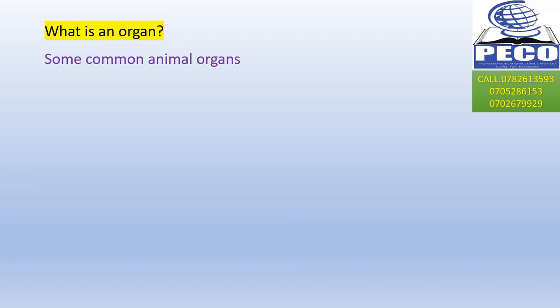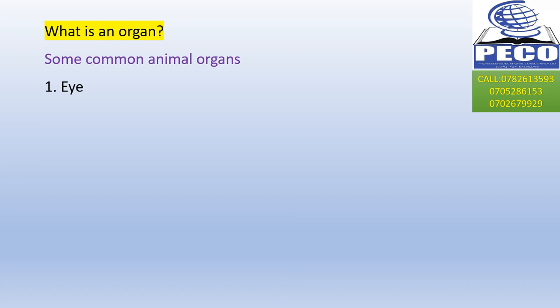Okay. Now, what is an organ? Now, when tissues combine, they are going to form an organ. What is an organ? A combination of many tissues that come together to perform a specific function. Can I repeat that? What is an organ? A combination of many tissues that have come together to perform a specific function.